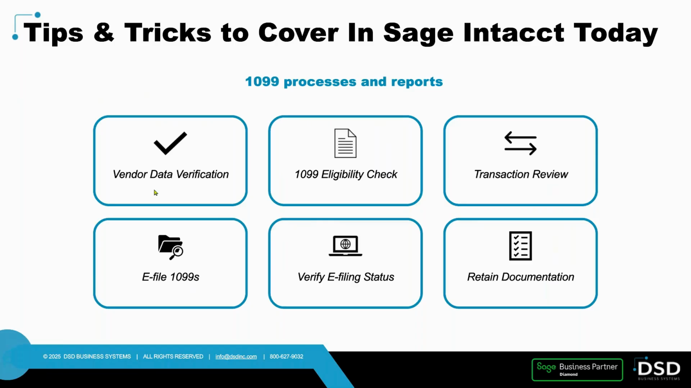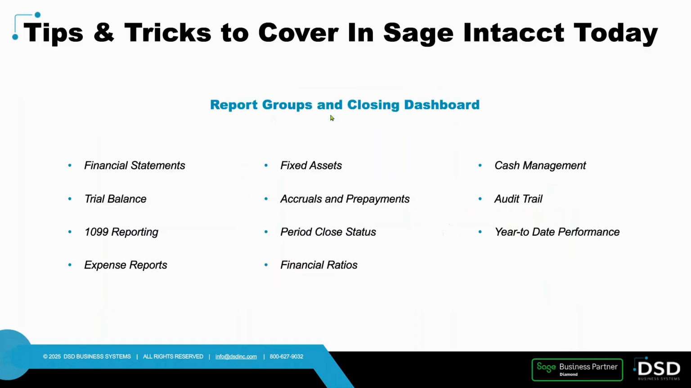And then just again, reiterating your vendor data verification, 1099 eligibility checks, reviewing those transactions. You can e-file those 1099s, making sure and verifying those e-filing statuses, and just retaining those documents. Just in case if anything does happen, we do have documentation on it.